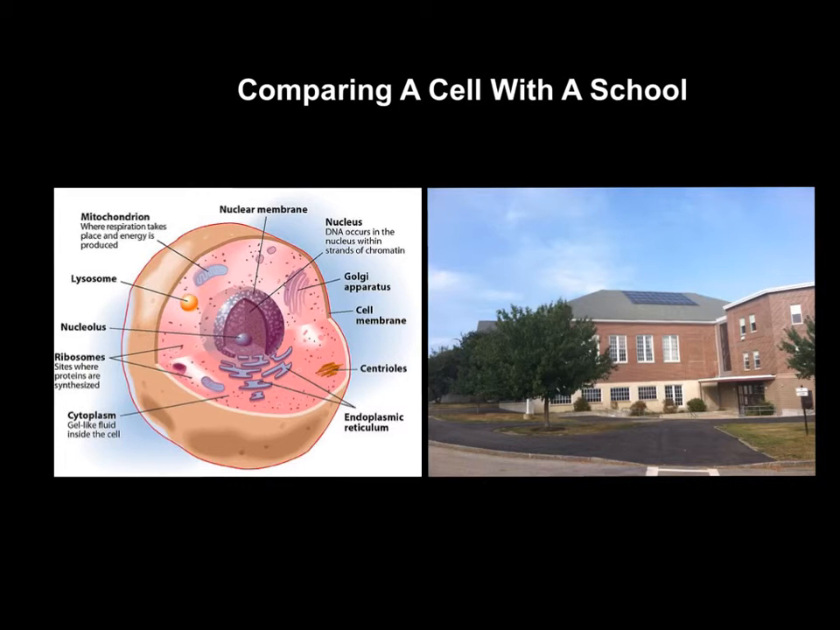The nucleus is like the office because everyone has to go through the office before you can go into the school. The furnace room is like the mitochondria because that's where we get our heat and electricity from. The chloroplast would be the cafeteria because that's where we get our food from.